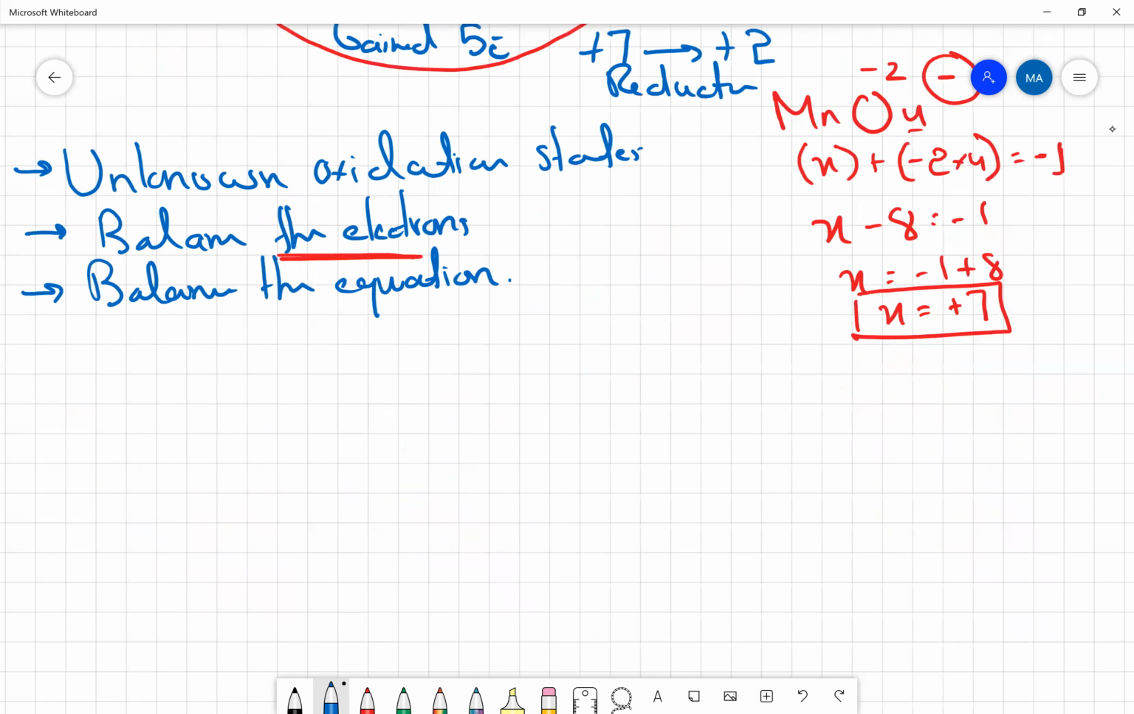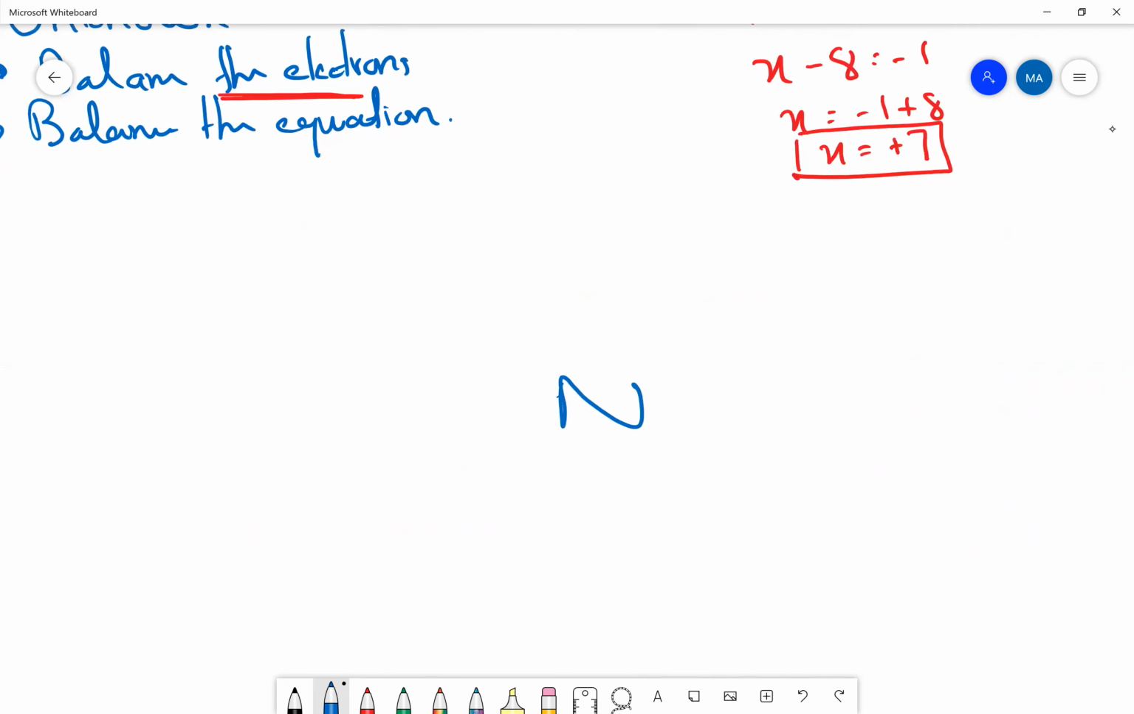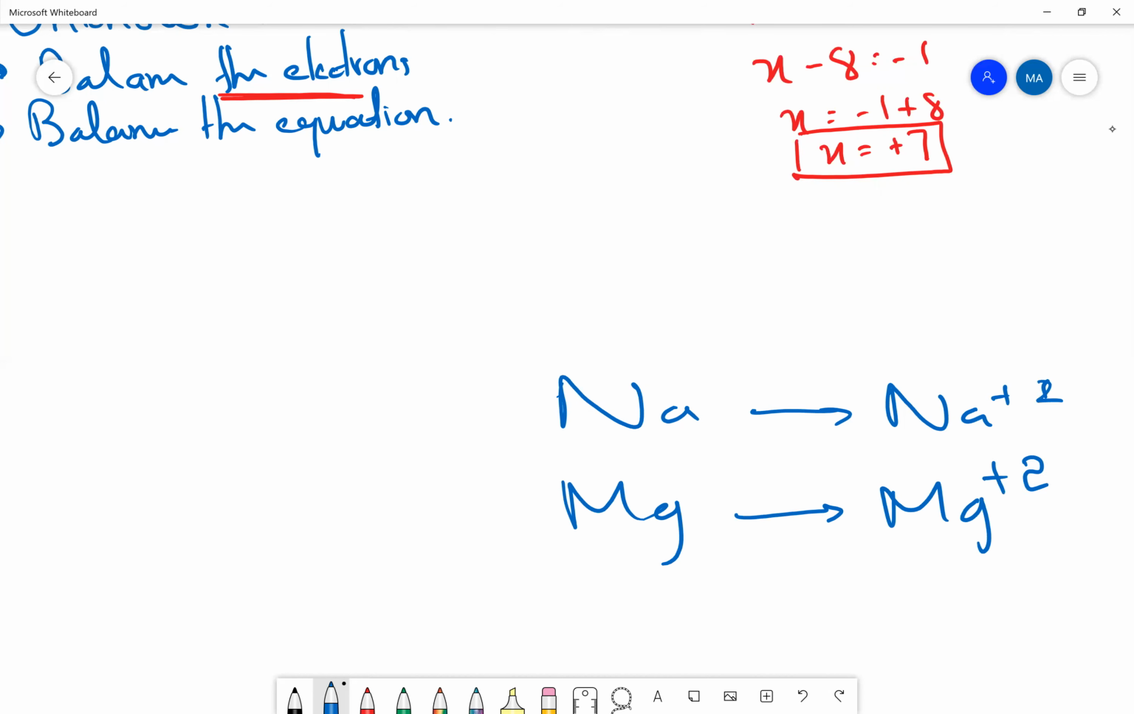I'm going to give you some basic examples. If Na is a neutral element and Na loses one electron, it's going to become Na positive 1. Mg is a neutral element. If Mg loses 2 electrons, it's going to become Mg positive 2. All right. Chlorine is a neutral element. If chlorine gains 1 electron, it's going to become Cl negative 1. So whenever an element loses an electron, it gets a positive charge, and whenever an element gains an electron, it gets a negative charge.